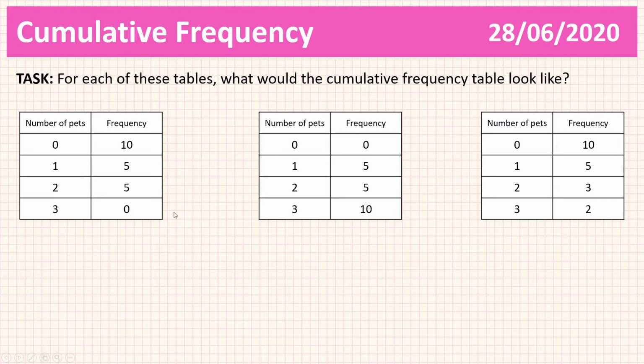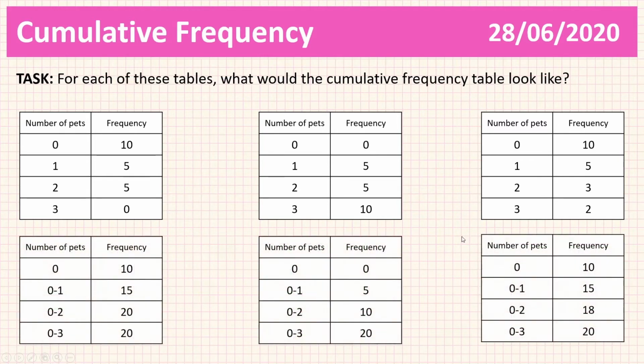Okay, so let's have a look at these answers. Here they are. We're looking at numbers of pets this time. If you look at the first table, people with 0 pets is always 10. People with 0 or 1 pet is 15, because that's the 5 people with 1 pet plus the 10 people who have 0 pets. 0 to 2 pets is basically the 5 people with 2 pets plus the 5 people with 1 pet plus the 10 people with no pets. They're added together to give us this one.